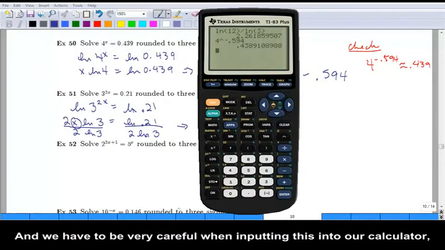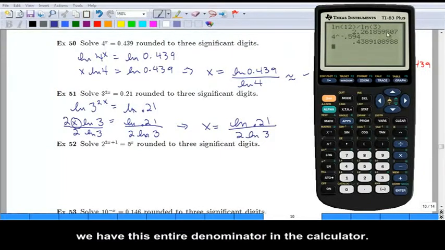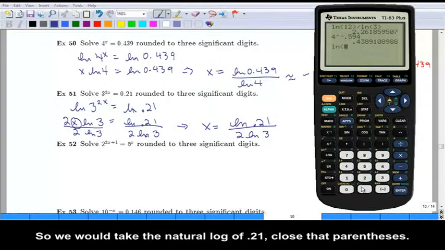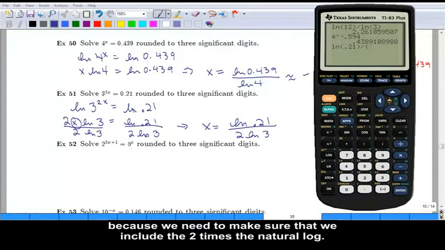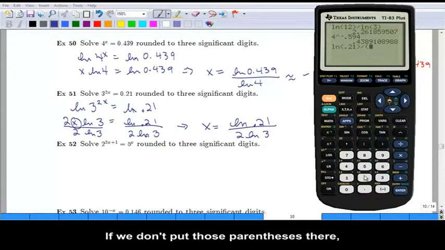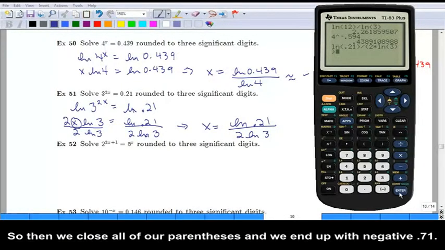We have to be very careful when inputting this into our calculator because we need to make sure that we have this entire denominator in the calculator. So we would take the natural log of 0.21, close that parentheses, divided by, and now we need parentheses for the denominator because we need to make sure that we include the 2 times the natural log. If we don't put those parentheses there, the calculator won't recognize that both are in the denominator. So then we close all of our parentheses and we end up with negative 0.71.